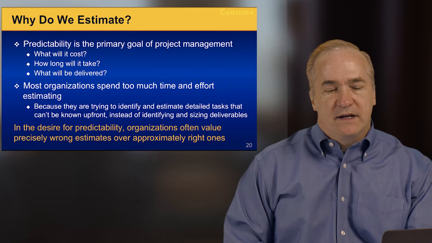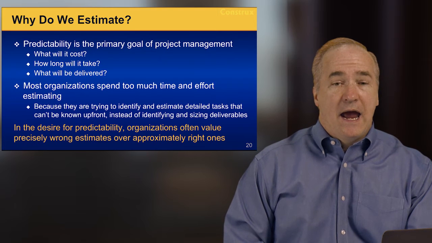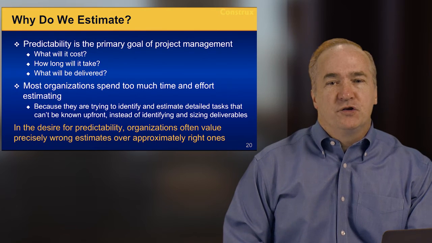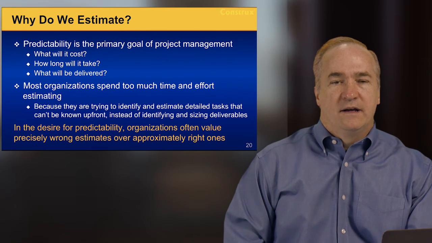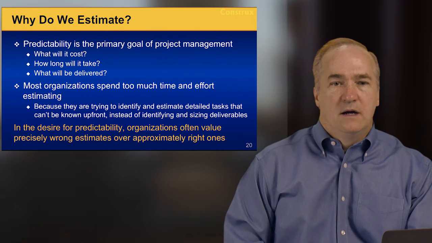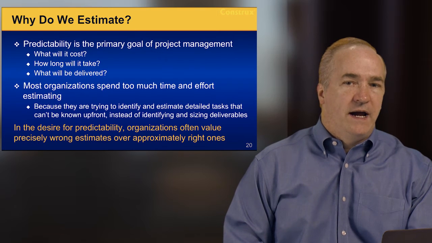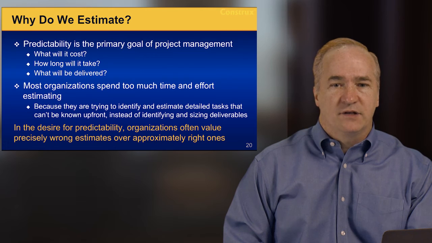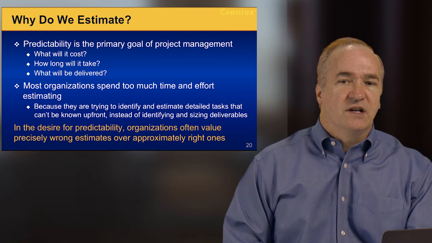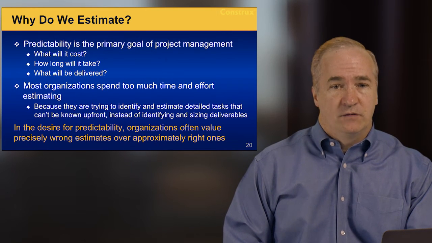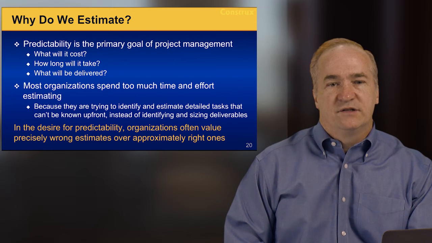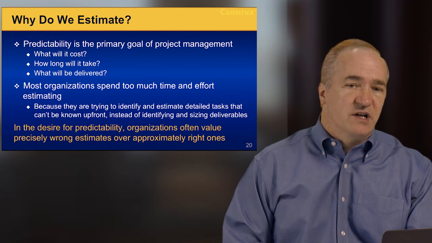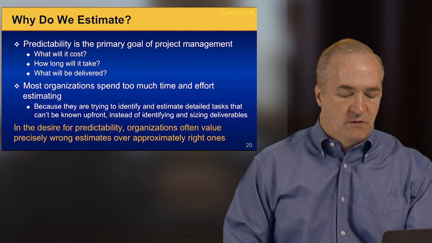Because organizations believe that estimation is key to predictability, and it is, they spend a lot of time, perhaps too much time and effort estimating. Not because estimation isn't worthwhile, but because they're trying to identify and estimate detailed tasks that can't be known up front in domains of high complexity, instead of identifying and sizing deliverables, something that can be known. The result is, in the desire for predictability, organizations often value being precisely wrong over being approximately right.